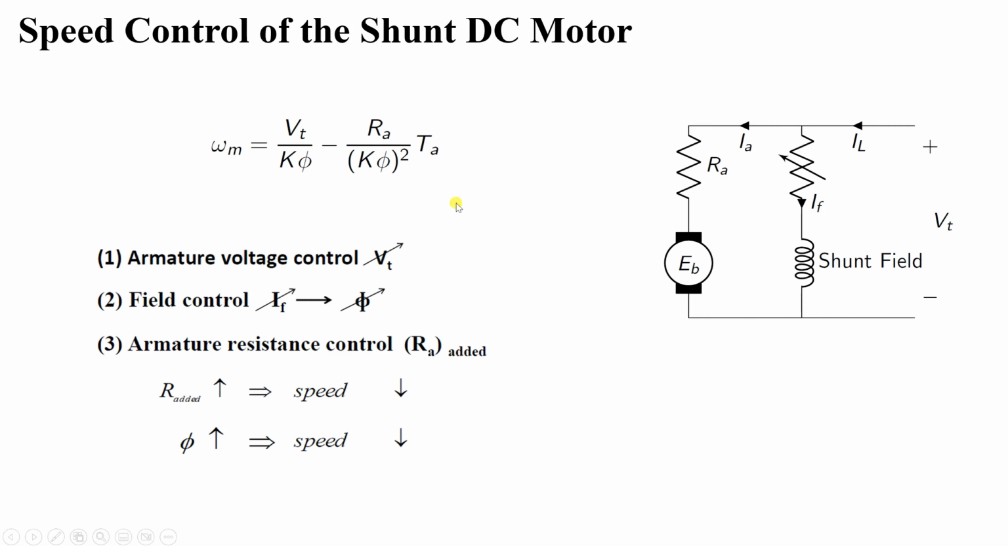Okay, so how can I control my shunt DC motor? I would like to control its speed. How can I do this? If we look at our relation here for omega, you can see we have different options.